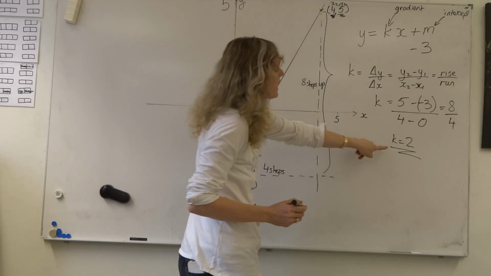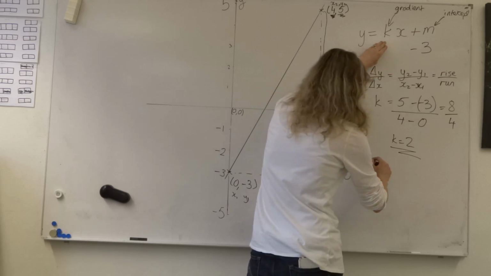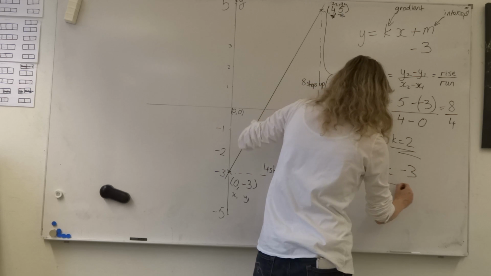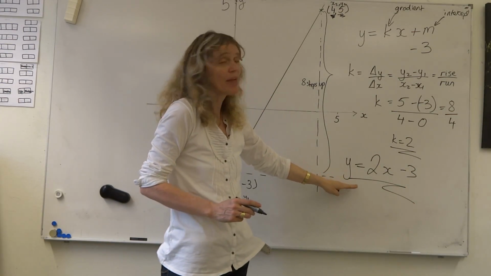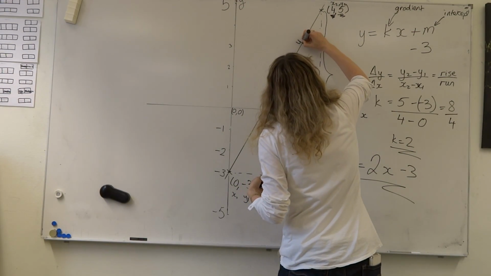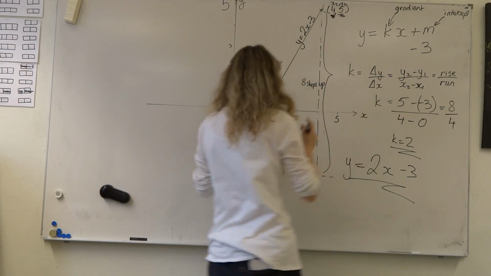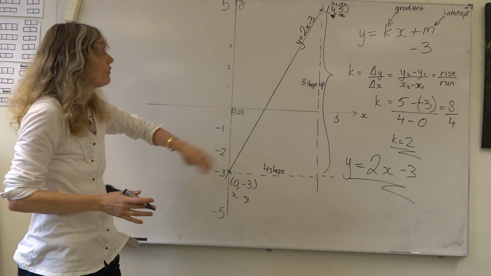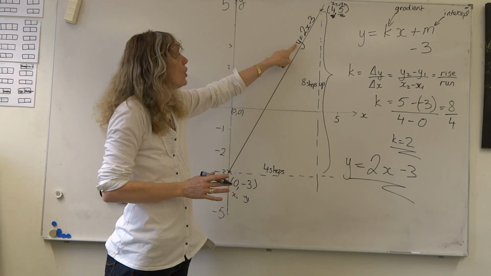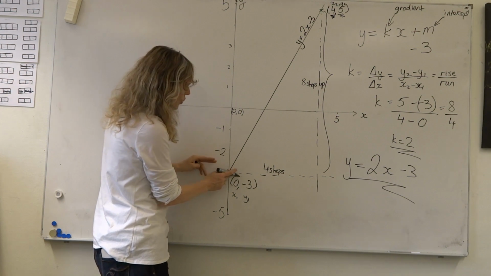So we now know that k is 2, so we now know that our equation has the form y equals 2x minus 3. Once we've worked out that equation, what we usually do when we're doing graphs is we actually write it on the line: y equals 2x minus 3. We're telling anybody who reads our graph that this line can be represented by the equation y equals 2x minus 3.